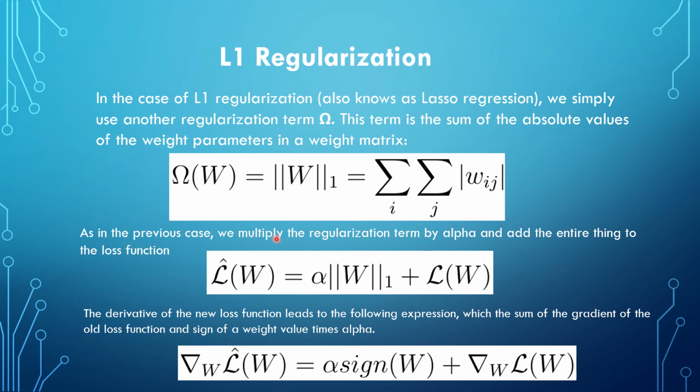As in the previous case, we multiply the regularization term by alpha and add the entire thing to the loss function. Here you can get the equation, and the derivative of the new loss function leads to the following expression, which is the sum of the gradient of the old loss function and sign of weight value times alpha. That is, ∇w L(w) = alpha sign(w) + ∇w L(w).